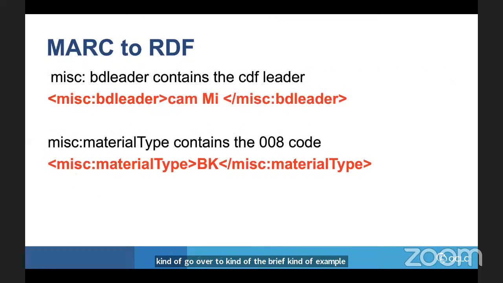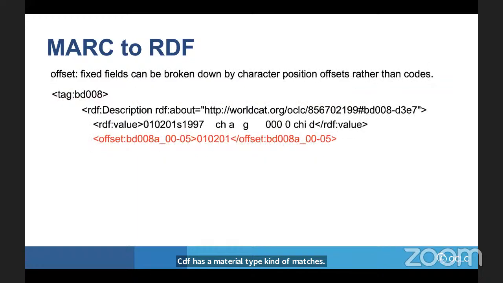So the leader becomes a miscellaneous leader that just has strings. A lot of the fixed fields have the idea where you just have a value there. CDF has a material type that matches the coded materials too. So we can break them down. Because the offsets are somewhat important in certain cases, you can have an offset as well.